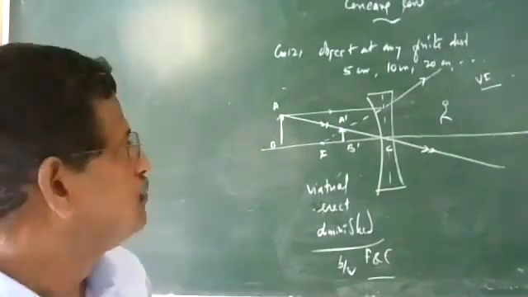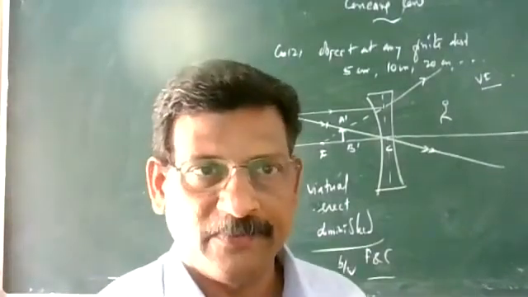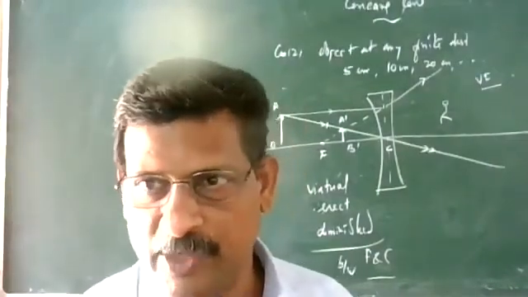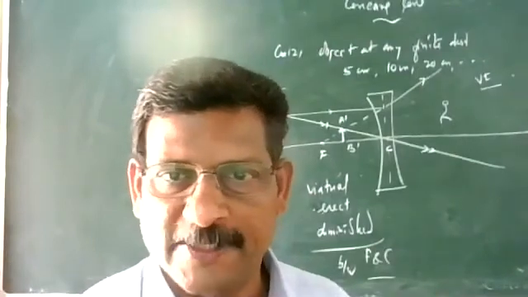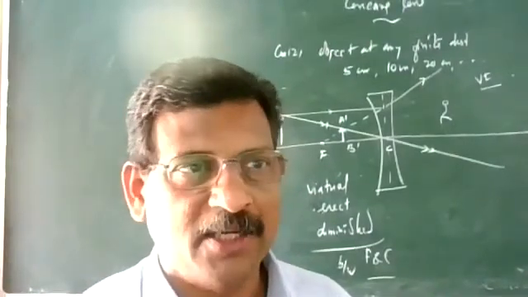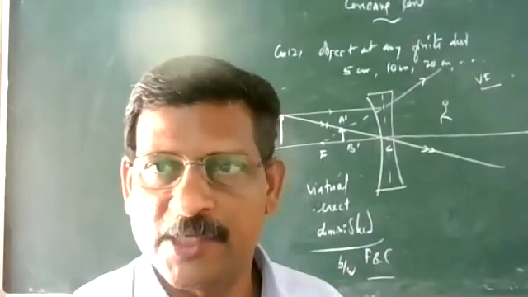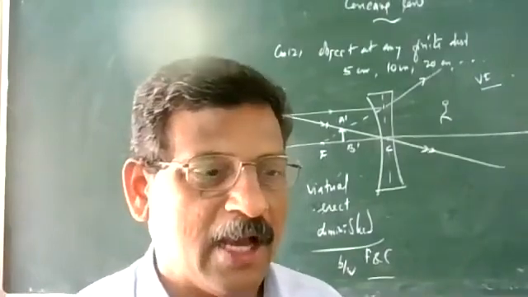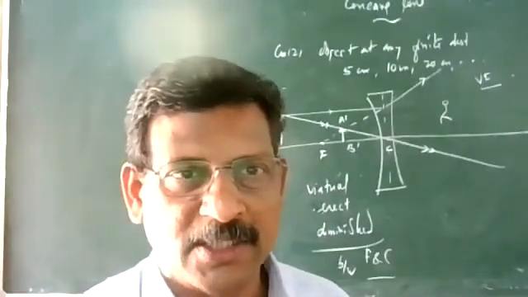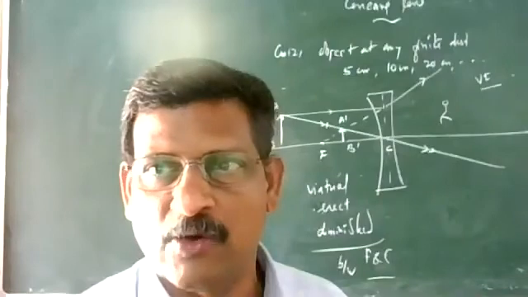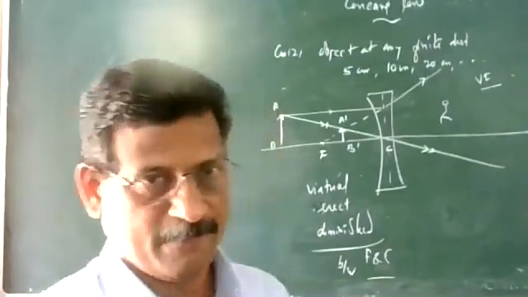Okay, so we have the object distance. The object is there, its image is there, and we are talking about focal length, one focal length away, two focal lengths away. Object distance we mark as U, image distance as V, and focal length as F. The relation involving object distance, image distance, and focal length of the lens, we call the lens formula.